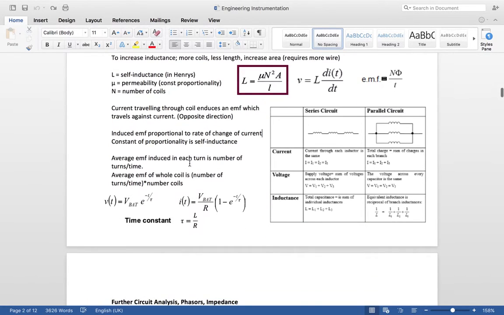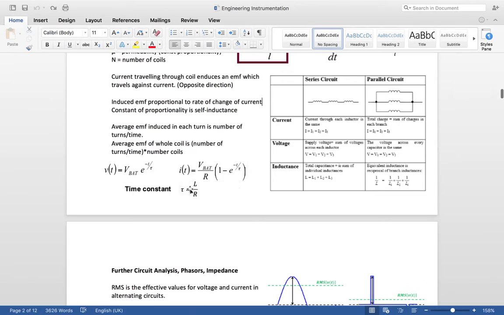The average EMF induced in each turn is the number of turns over time. The average EMF of the whole coil is the number of turns over time times the number of coils. So it's pretty straightforward. And this is the formula you need to remember for this. So that's it.